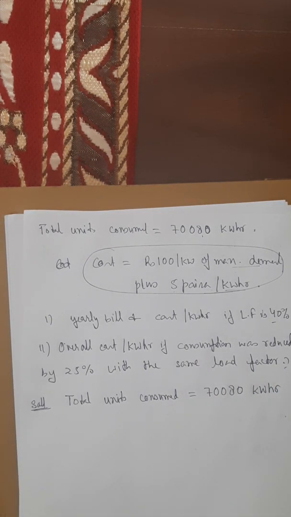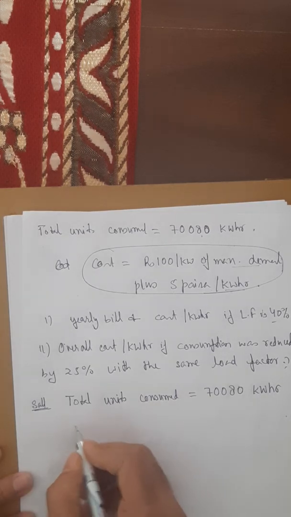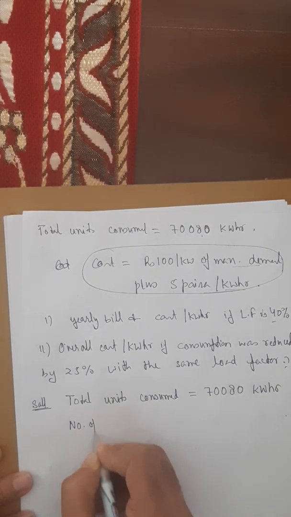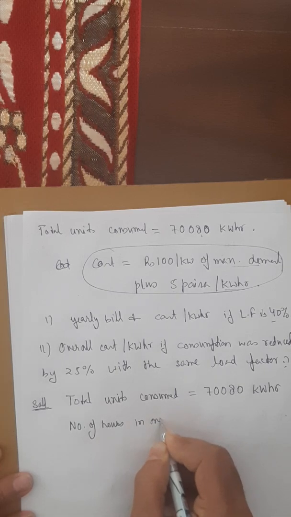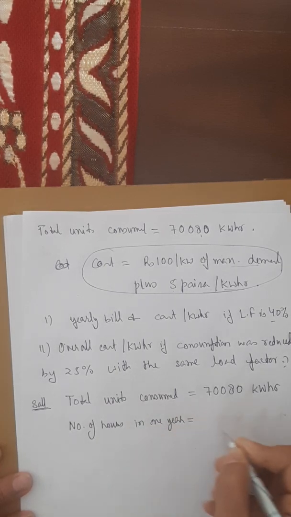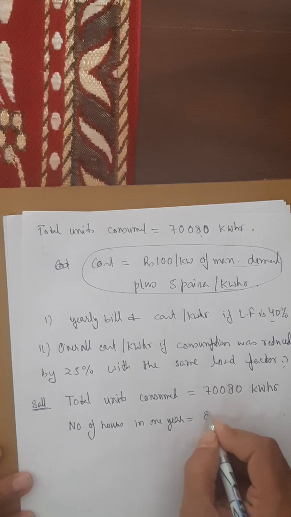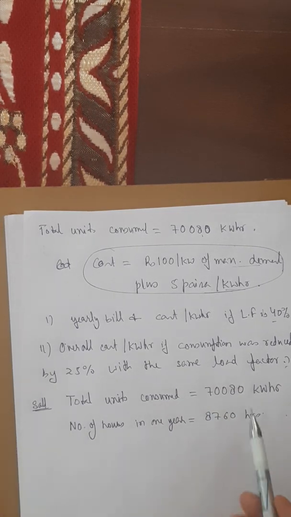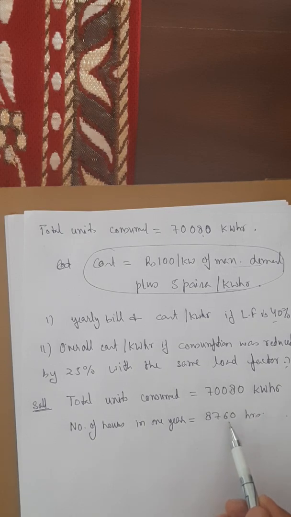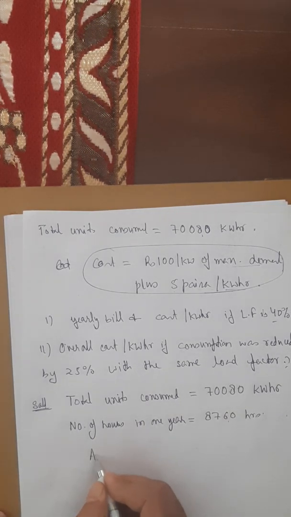Okay, and you know how many hours are in a year? Number of hours in 1 year is nothing but 8760 hours. Okay, so you have the total units consumed, you have the total hours. Can you calculate the average load? Simply average load.